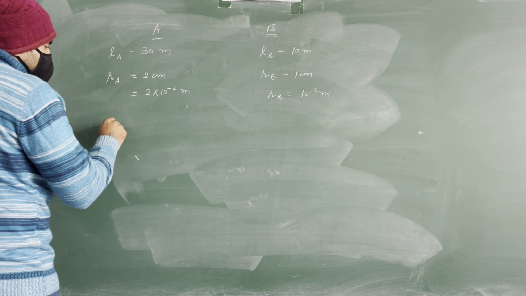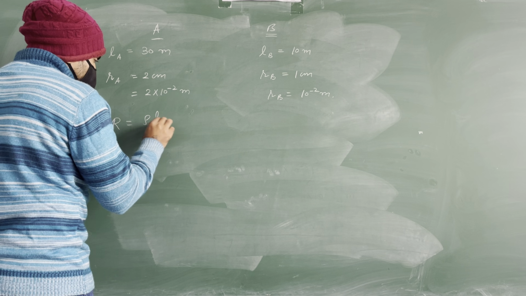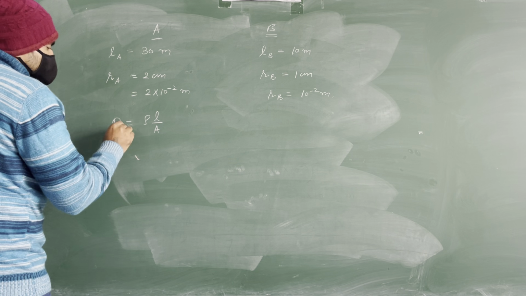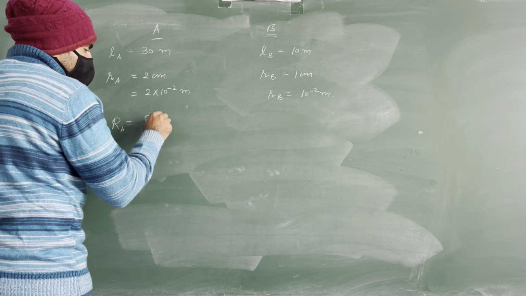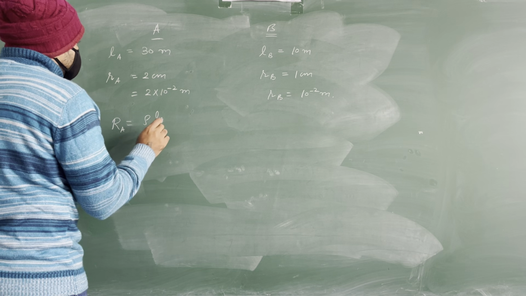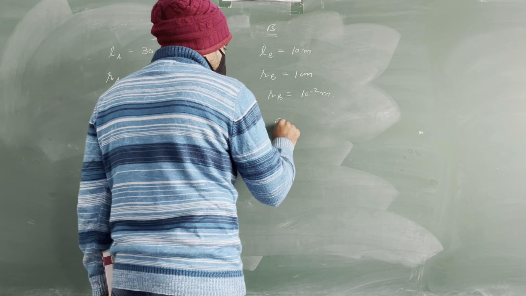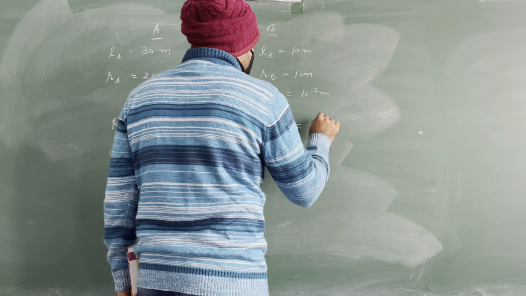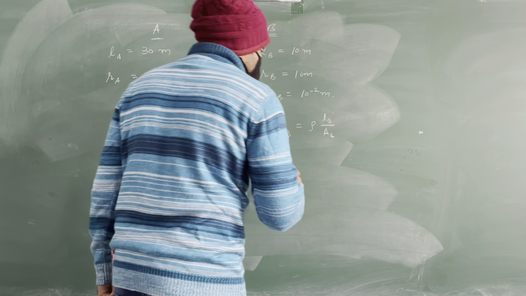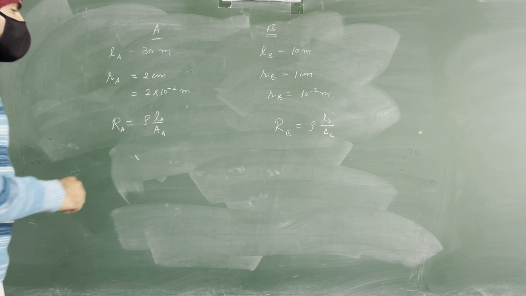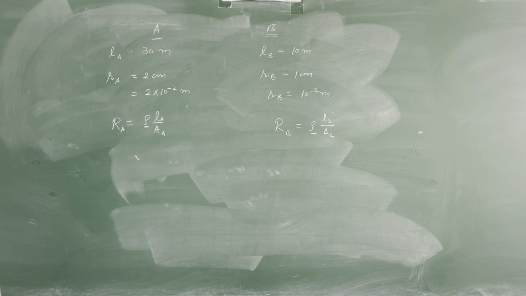As we know, resistance R is equal to rho L by A. Here the resistance of wire A will be RA, given by rho LA divided by the area of cross section of A, and similarly the resistance of B is equal to rho LB divided by AB, the area of cross section of B. Here resistivity remains the same because both the wires are made of copper.